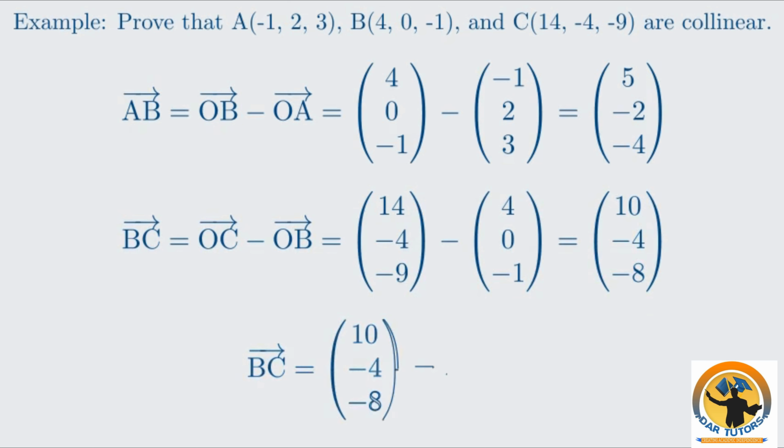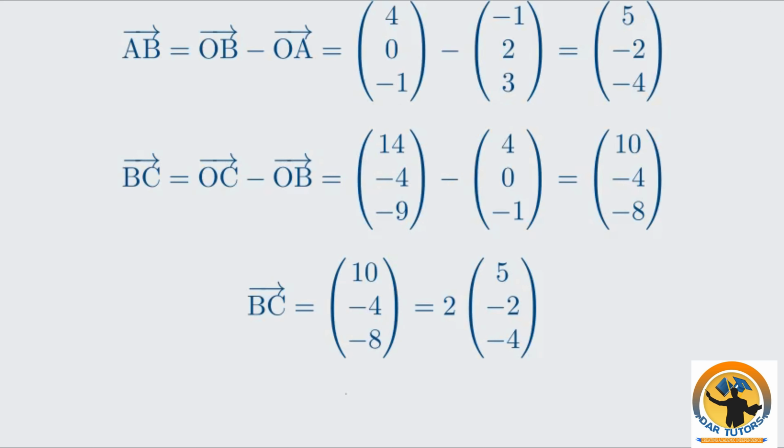This gives us 2 times the vector <5, -2, -4>. Notice that the vector inside the parentheses is exactly our AB vector. So we have shown that BC vector equals 2 times AB vector. This proves that the vectors are parallel.